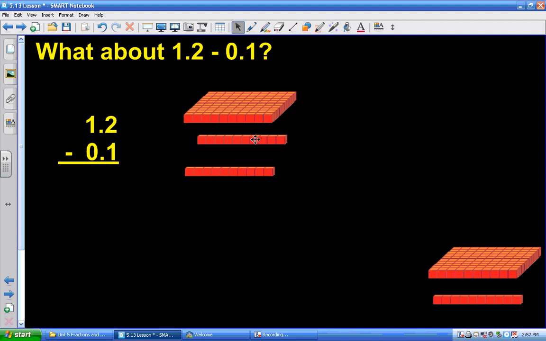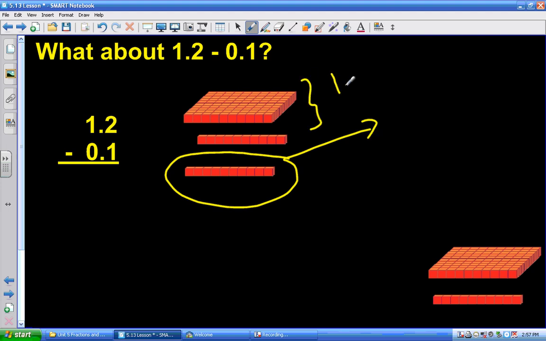Okay, so now, what do I do with this 1.2, Leon? You take 1 of the rods away. I take 1 of the rods away, because that's 0.1, right? So what does that give me as an answer, Leon? 1.1. So here's your answer, 1.1. Does everybody agree with Leon?